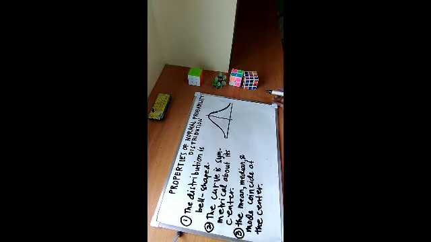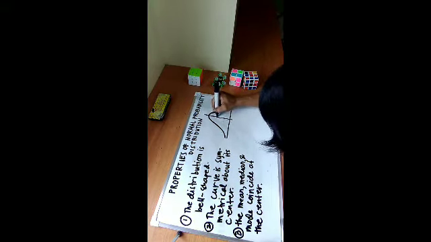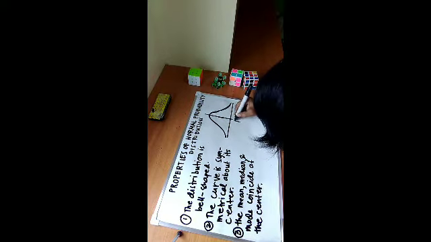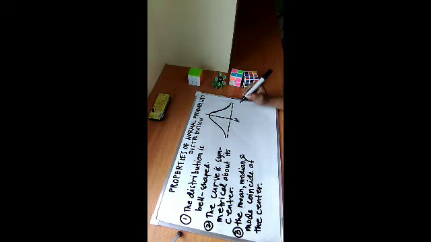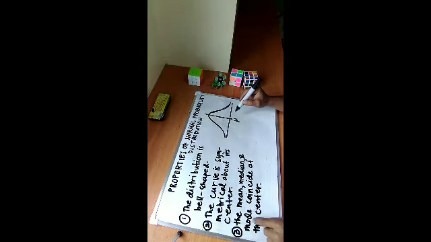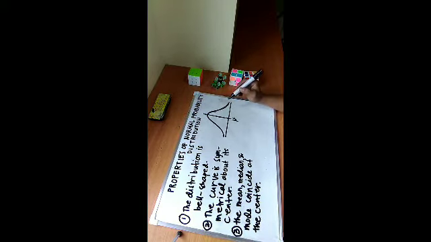Number 3, the mean, the median, and the mode coincide at the center, which means at the center of this normal curve lies your mean. In a normal probability distribution, at the center, which is the mean, there coincide the value of your mode and the value of your median. Okay? Let's continue.